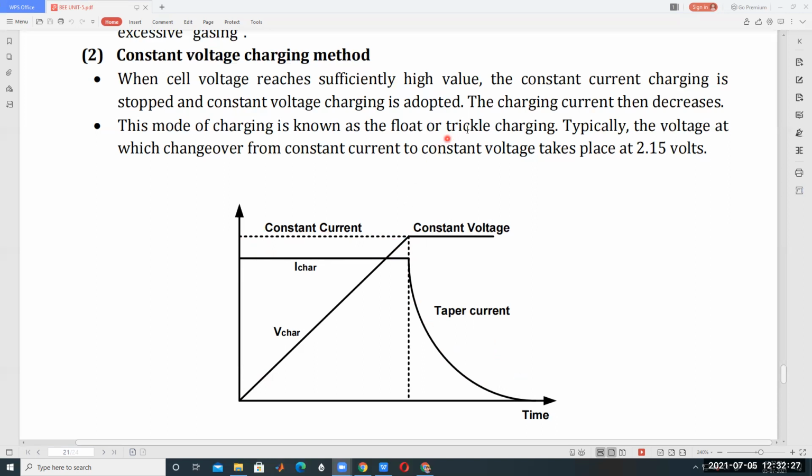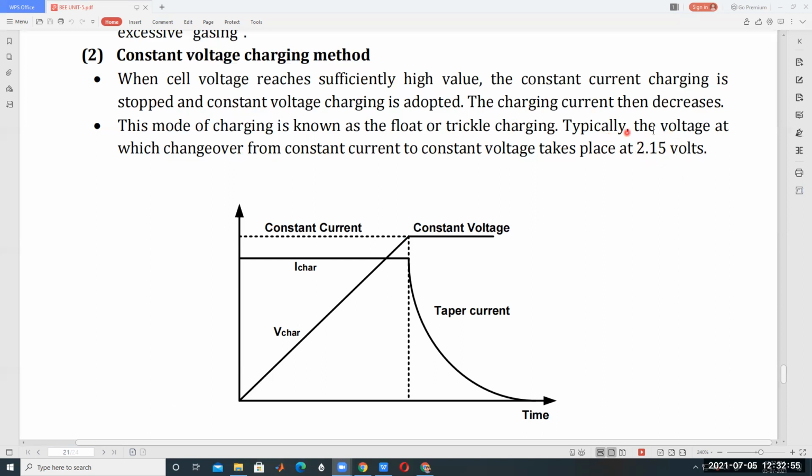The charging current decreases. Then this mode of charging is known as float or trickle charging. Typically, the voltage at which the changeover from constant current to constant voltage takes place is around 2.5 volts. So typically this is the voltage range, 2.15 to 2.5 volts.